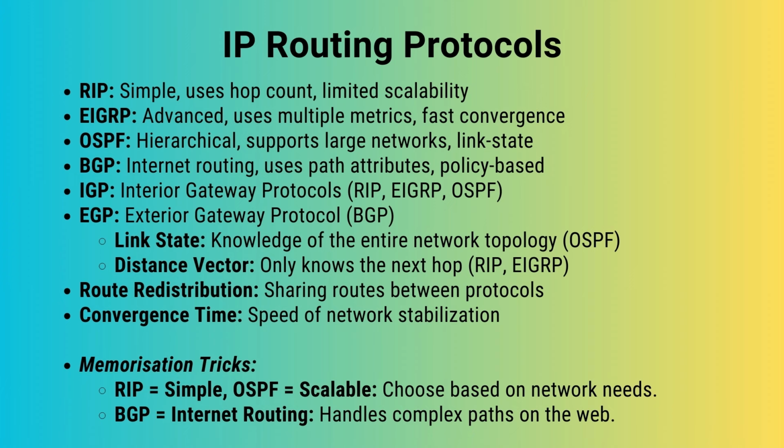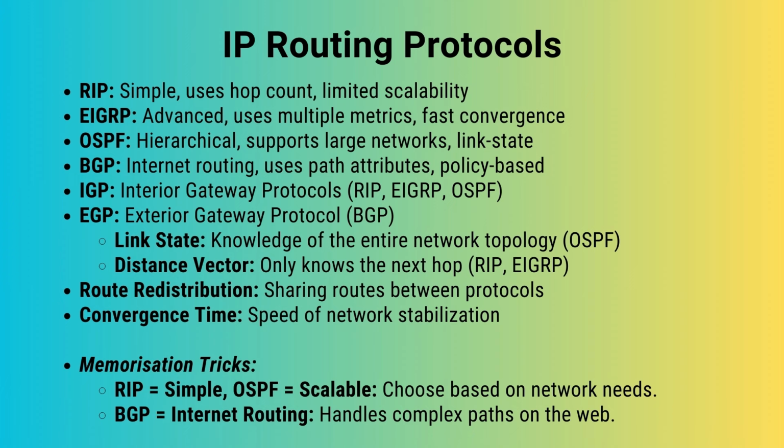OSPF, Open Shortest Path First, is a link state protocol that supports large networks through its area concept and uses cost as its metric. BGP, Border Gateway Protocol, is a path vector protocol used for internet routing, making decisions based on paths, policies, and rules. Interior Gateway Protocols, IGPs, like RIP, EIGRP, and OSPF are used within an organization, while Exterior Gateway Protocols, EGPs, like BGP, are used between organizations.